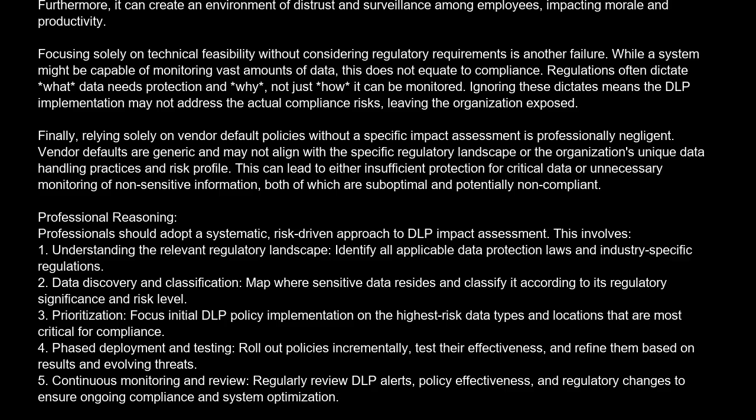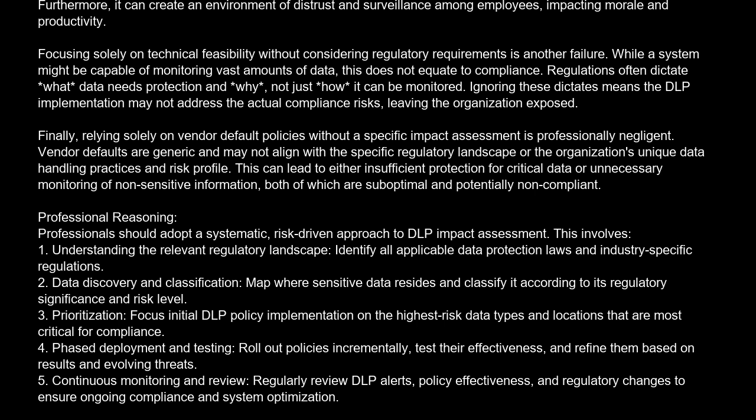Finally, relying solely on vendor default policies without a specific impact assessment is professionally negligent. Vendor defaults are generic and may not align with the specific regulatory landscape or the organization's unique data handling practices and risk profile. This can lead to either insufficient protection for critical data or unnecessary monitoring of non-sensitive information, both of which are suboptimal and potentially non-compliant.